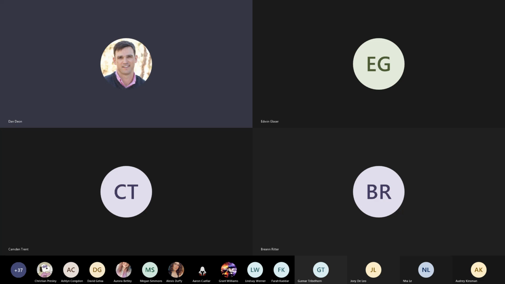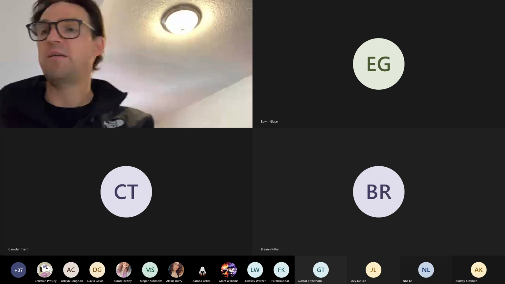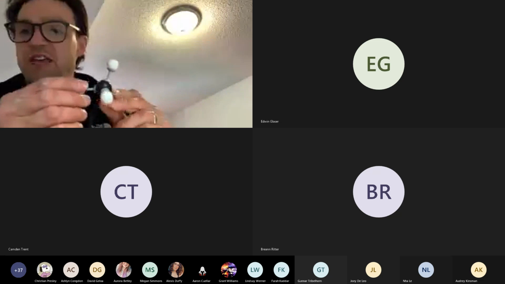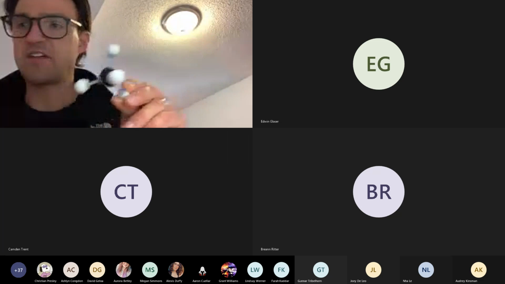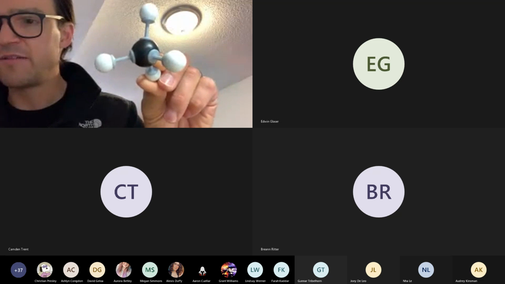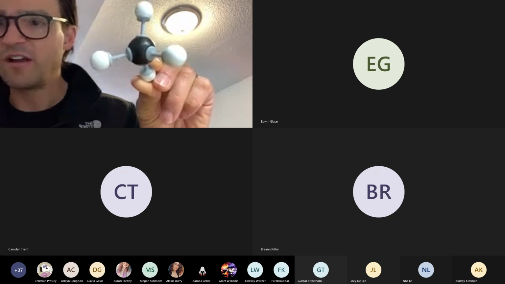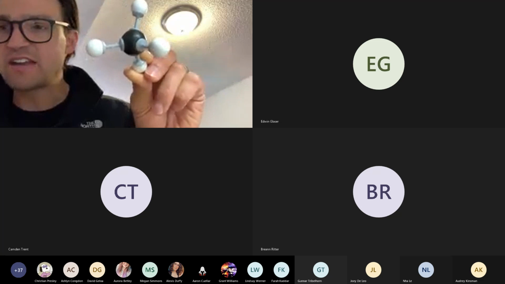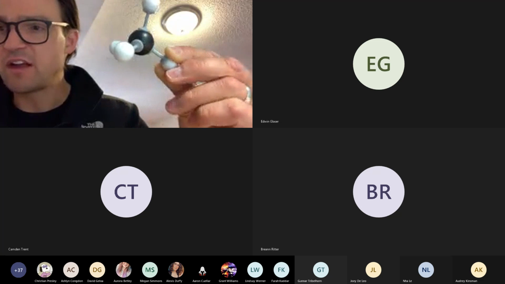There we go. I'm going to go to my camera so you can see my model, and this is actually the answer. If I have a central atom, the black sphere, and then 4 white spheres surrounding it, you can see that is not a square shape.